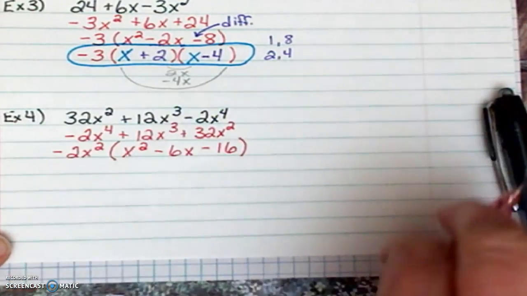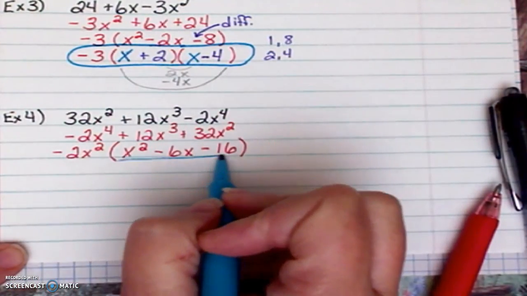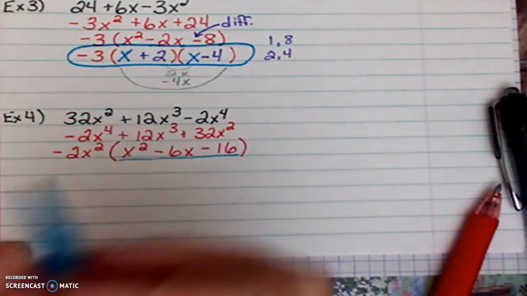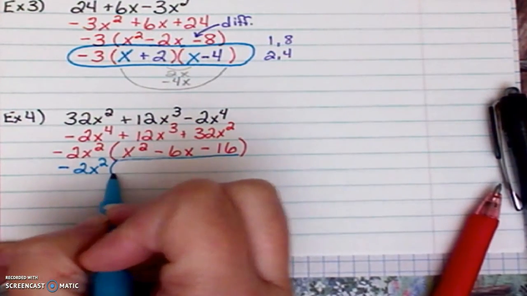So we move on to the next step. And what we want to focus on is factoring out this trinomial right here. But keep in mind, you have to keep that negative 2x squared with your value.